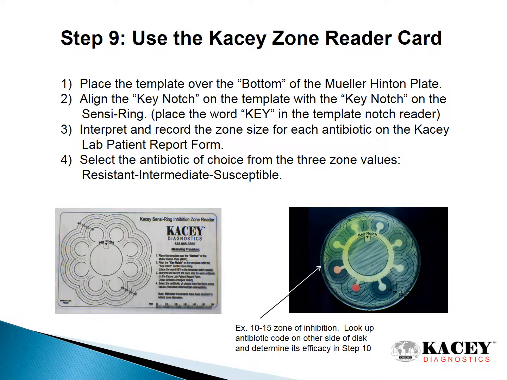Step 9. Use a Kacey Zone Reader card. 1. Place a template over the bottom of the Mueller-Hinton plate. 2. Align the key notch on the template with the key notch on the SensiRing. Place the word key in the template notch reader. 3. Interpret and record the zone size for each antibiotic on the Kacey patient report form. 4. Select the antibiotic of choice for the 3 zone values: resistant, intermediate, and susceptible.